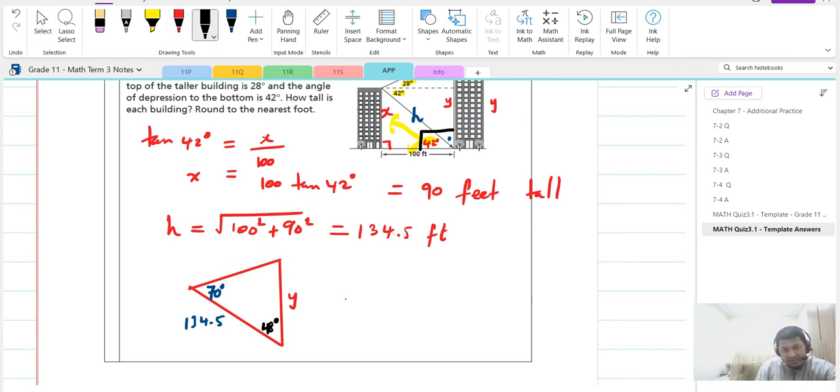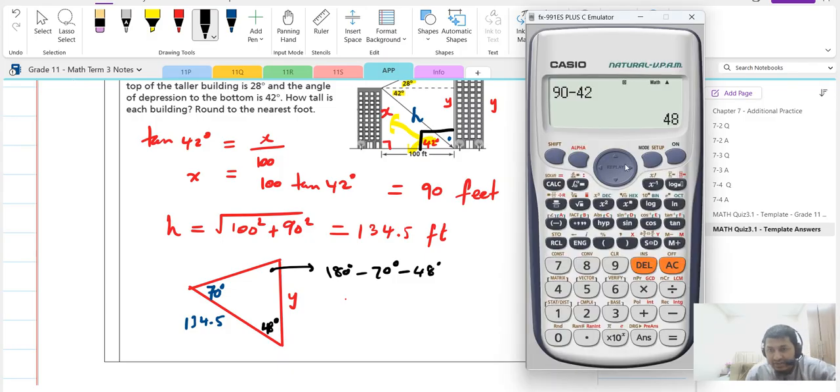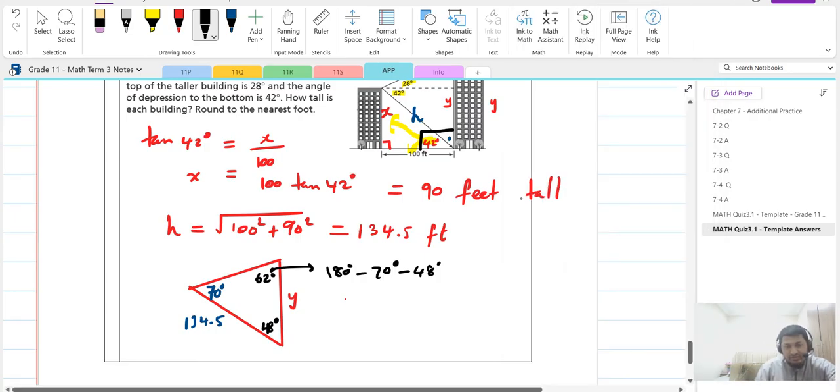So what is this top angle? We can even find this angle here. This angle here is 180 minus 70 minus 48. You can find all the angles in this triangle. 180 minus 70 minus 48, and that gives me 62 degrees. So I know that is 62 degrees, right? So if you add up 62, 48 and 70, you should get 180.